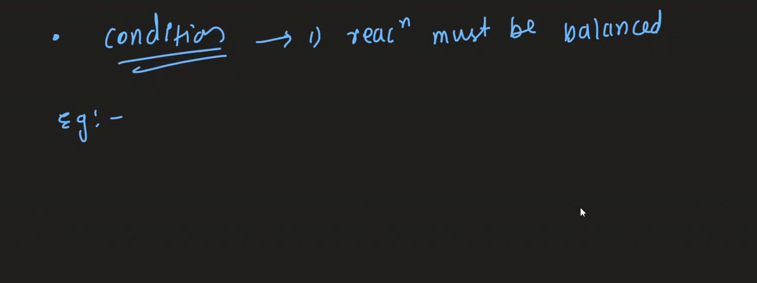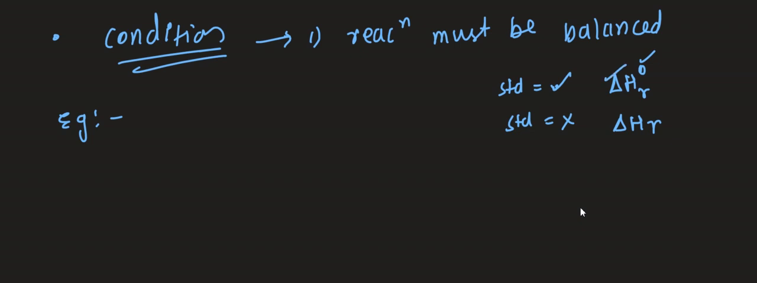I'm just not taking standard condition here. If you take standard condition, then you choose delta H naught R. If they didn't provide the standard condition, then how will you denote it? Delta H R. That's it. What is the meaning of delta H R? Enthalpy of reaction, or else you can say heat of reaction. If they provide standard, then what should you say? Standard enthalpy of reaction.